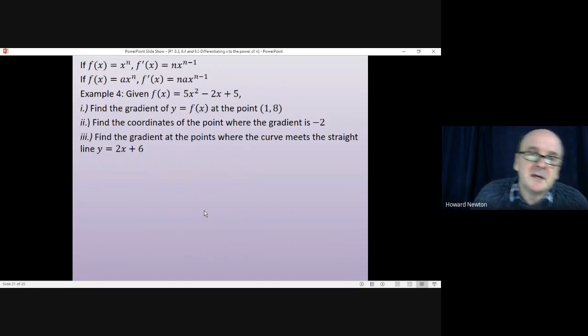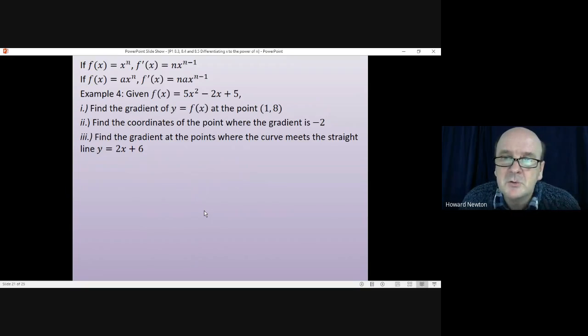Okay, last example. We've returned to function language. In this question, the function is 5x squared minus 2x plus 5. First of all, we're asked to work out the gradient at the point (1, 8). That means you'll need to differentiate this and then substitute in x equals 1. We're asked to find the coordinates of the point where the gradient is minus 2. So we'll differentiate this, get f dashed of x, and then create an equation. When does it equal minus 2?